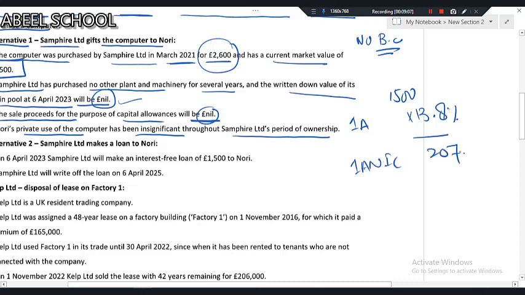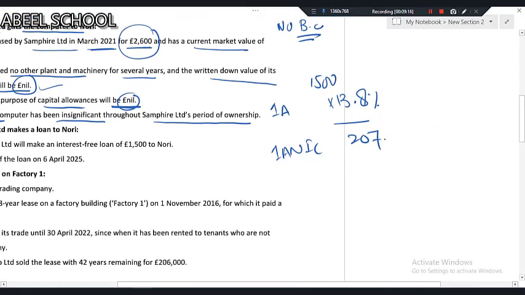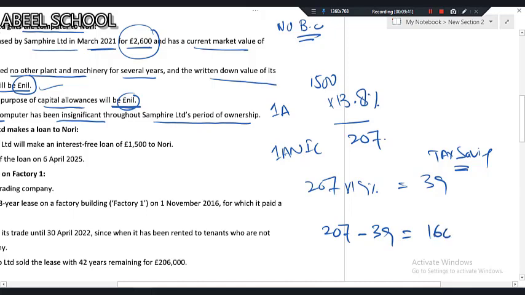Very important point: this 207 class 1A NIC is a deductible expense for the company. When the company deducts this 207 from their profit, it will result in a tax saving. 207 times 19% gives a tax saving of 39 for Samphire Limited. So the class 1A NIC payable is 207 and the tax saving is 39, so the overall additional cost which Samphire Limited will be paying under alternative one is 168.